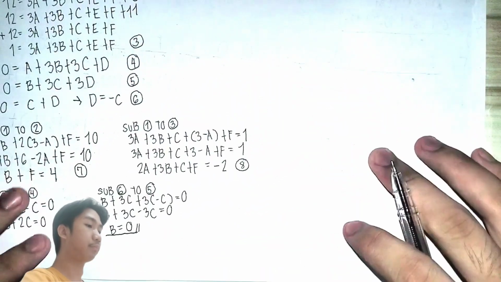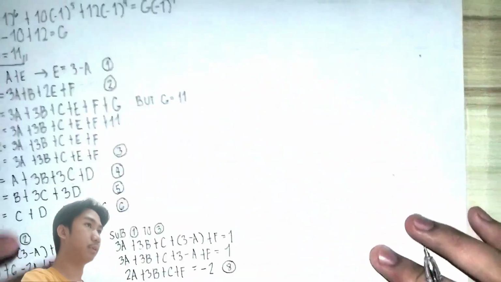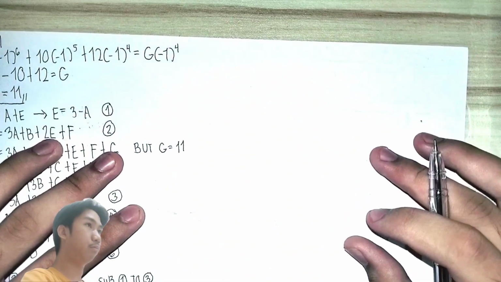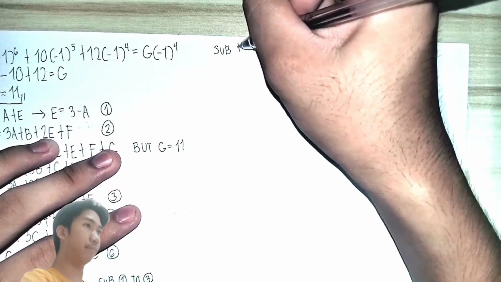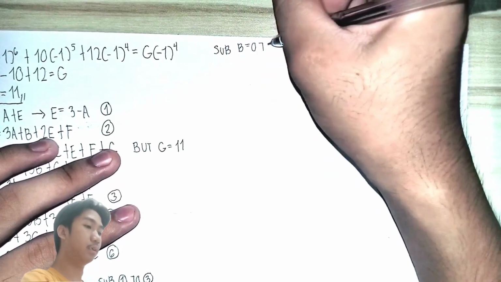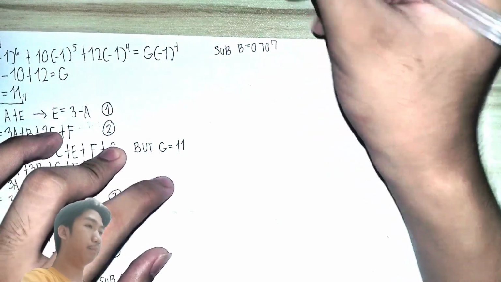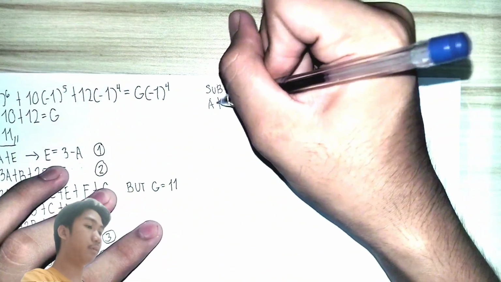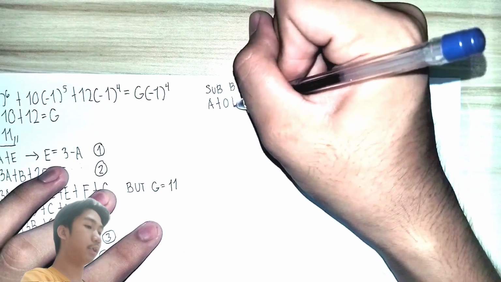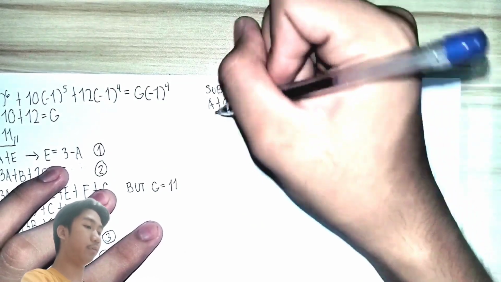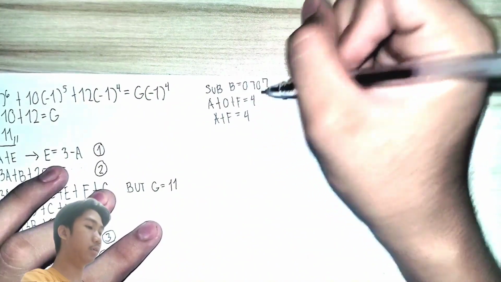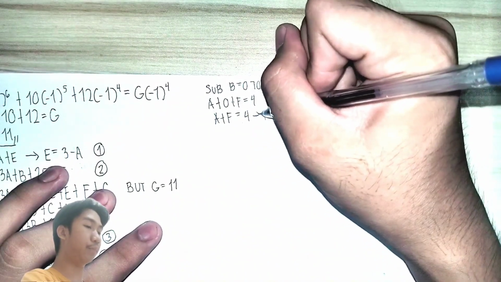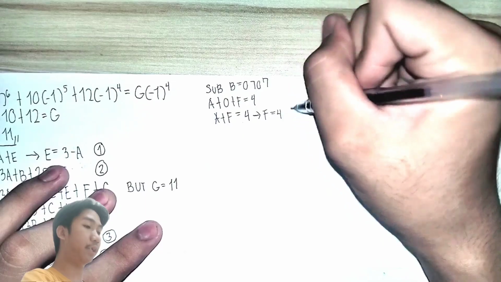Next, we substitute the value of b is equal to 0 to equation 7. That would be a plus 0 plus f is equal to 4. A plus f now is equal to 4. By manipulating the equation, f is equal to 4 minus a. That would be our equation number 10.